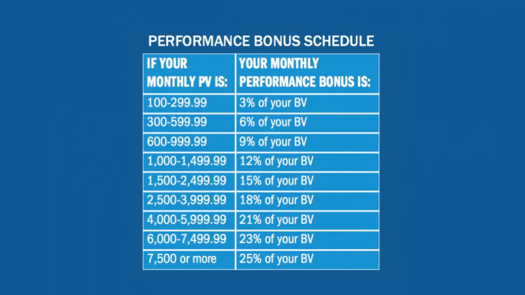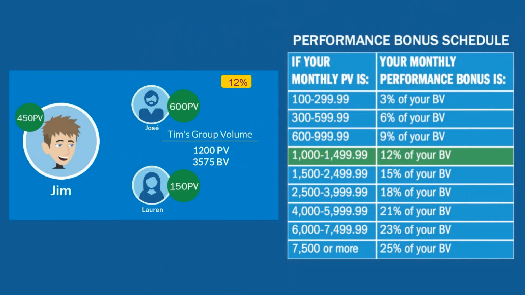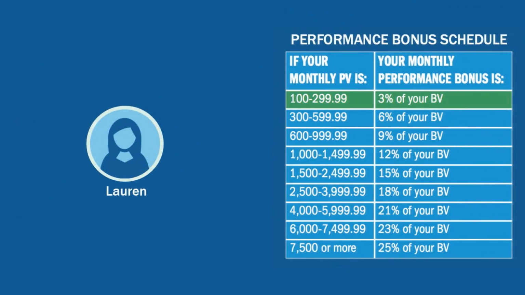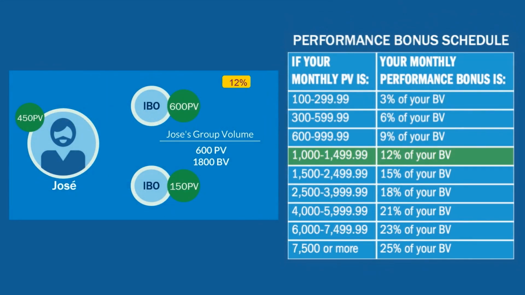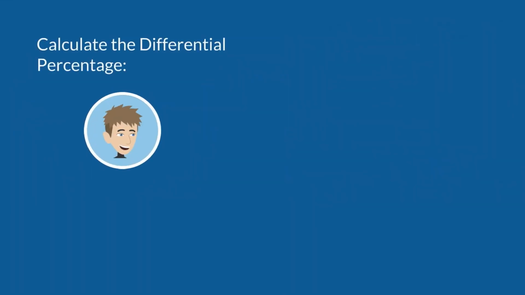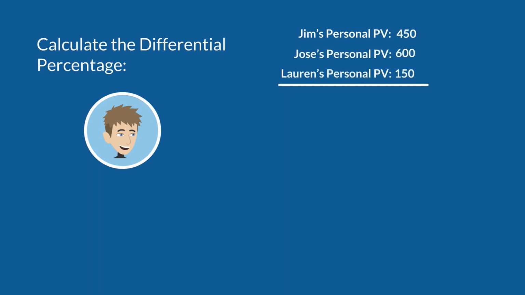Step 2. Locate Group PV on the Performance Bonus Schedule. Jim with 1,200 Group PV is at 12%. Step 3. Identify the percentage bracket for each frontline IBO. Lauren with 150 PV is at 3%. Jose with 600 Group PV is at 9%. Step 4. Calculate Jim's differential percentage. Because there are multiple downlines, add everyone's PV to determine Jim's group PV. Jim's personal PV is 450. Jose's group PV is 600. Lauren's personal PV is 150. Added together, that's 1,200 group PV for Jim.